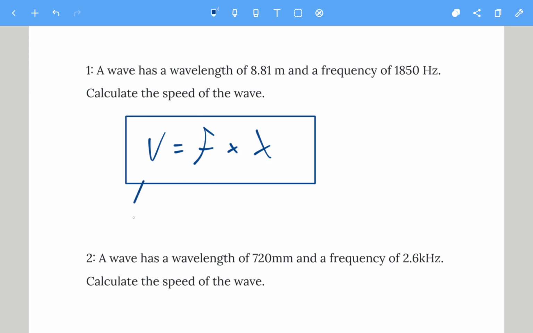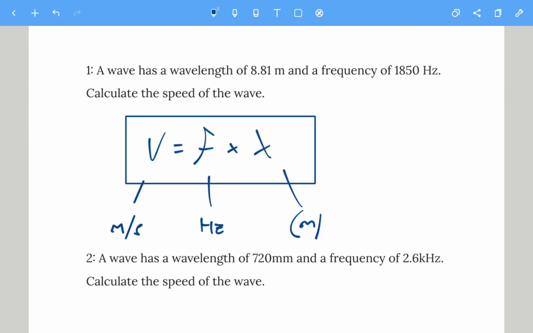And the units: wave speed V is meters per second. Frequency is measured in hertz. Frequency is the amount of waves produced per second. And wavelength should always be measured in meters.